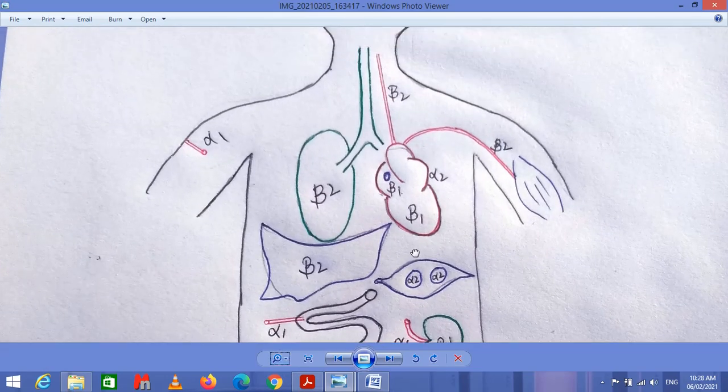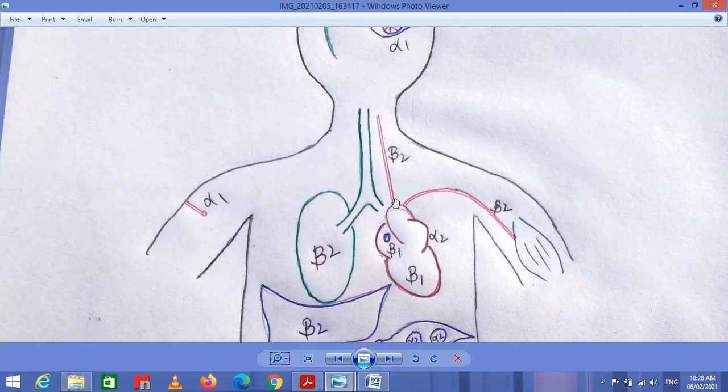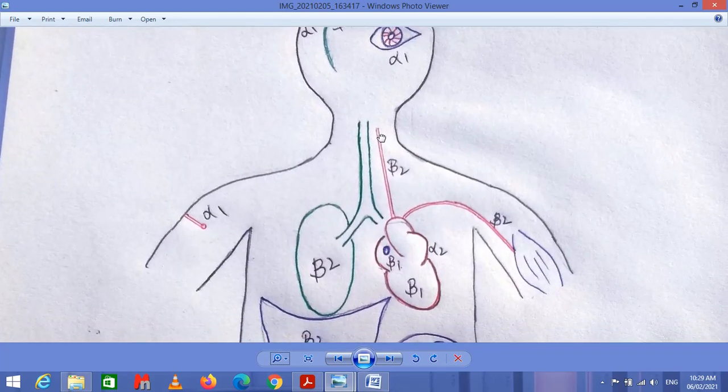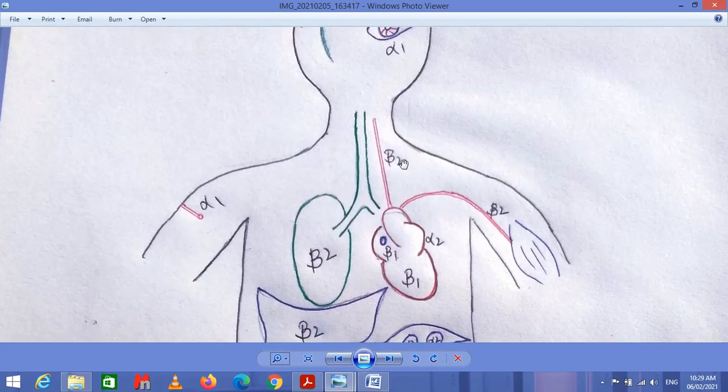Similarly, if we focus on the heart, we can see over here that from the aortic arch, the common carotid artery arises, which supplies blood to the brain. The smooth muscle of this common carotid artery also contains beta 2 receptors. The beta 2 receptors present on the common carotid artery lead to the relaxation of this artery, so it leads to the supply of more and more blood to the brain. The beta 1 receptor is also present on the common carotid artery to provide more blood to the brain.